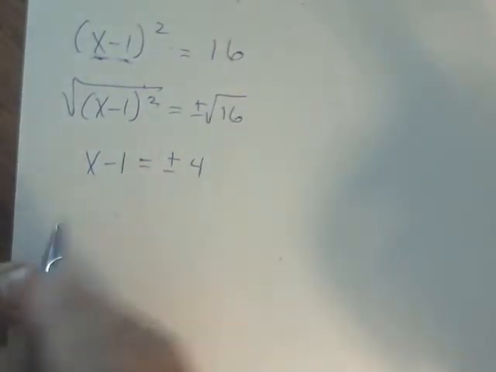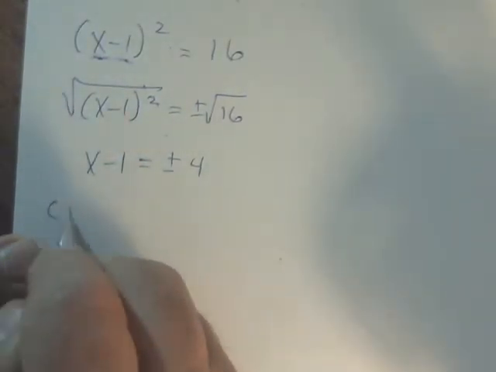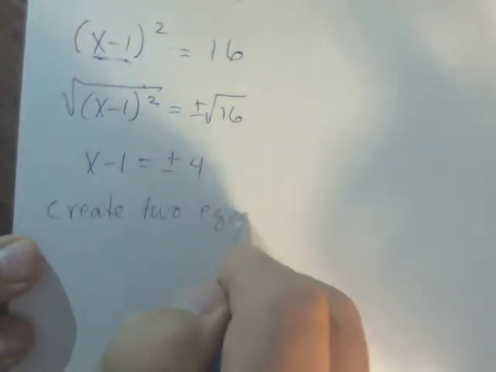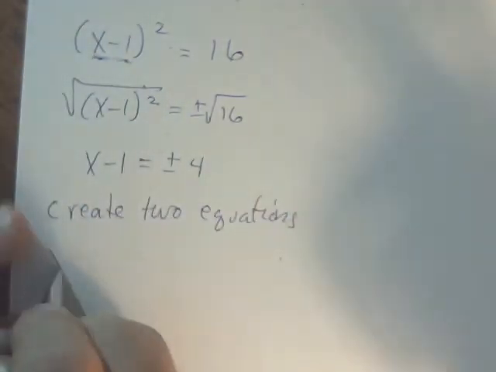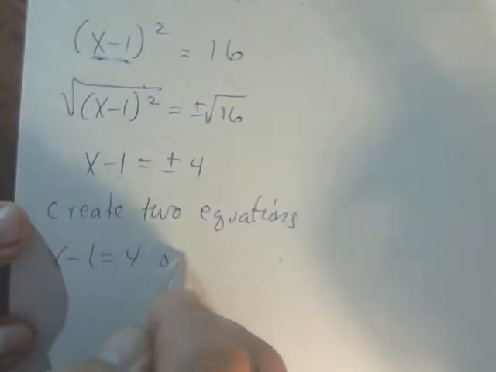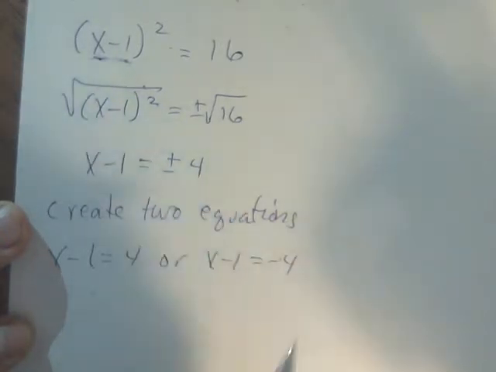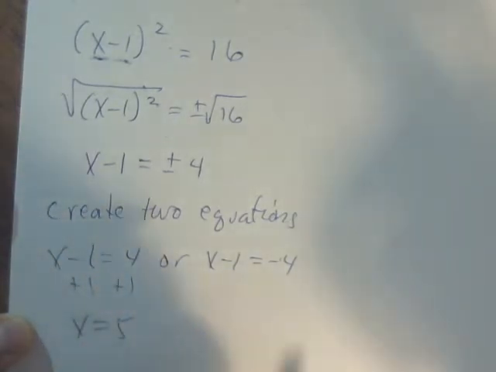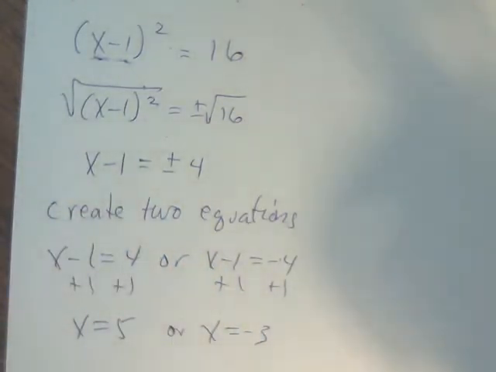Now that's all good, but I still have not solved for x. So what I do now is create my two equations, because again we have two solutions. So x minus 1 is 4, or x minus 1 is negative 4. And then I solve. I add 1 to get x is 5. I add 1 to get x is negative 3. Okay, so those are solutions involving values that have perfect squares on the right side of the equation.